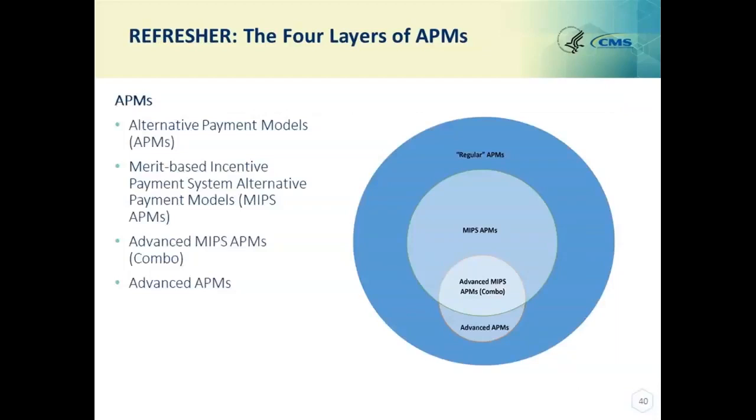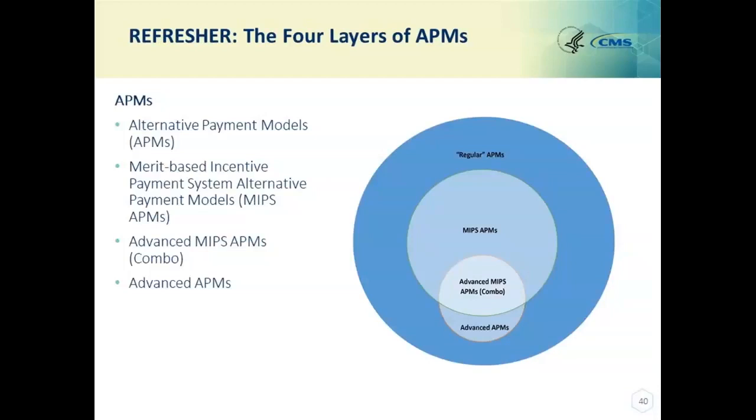Here again is just a quick refresher for you, the layers of APMs. We've talked a lot today about the different types of APMs. One is that there's a regular APM. That's the larger circle. So regular APM just means that it's an alternative payment model. If you really think about it, all of these are alternative payment models. The next one, the merit-based incentive payment system, alternative payment models, or what we call the MIPS APMs.